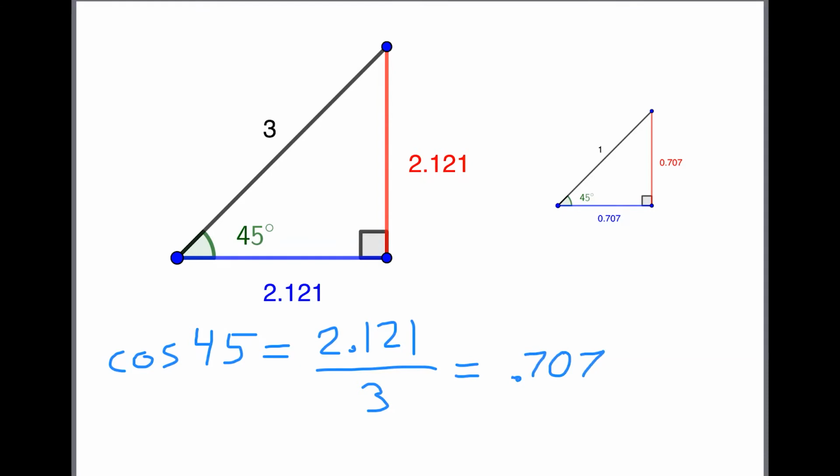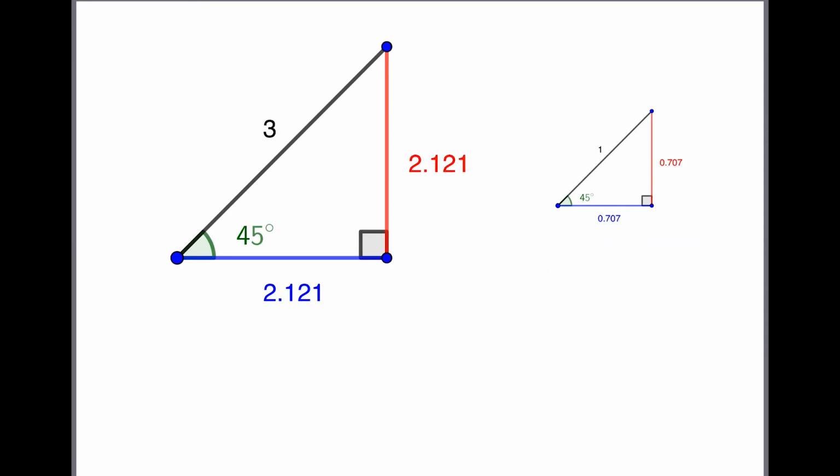0.707. And that shouldn't be surprising at all, because over here we see a very similar looking triangle. In fact, it's officially called a similar triangle, or these two are similar triangles. And the idea is that if you use this smaller triangle to compute the cosine of 45 degrees, you would get 0.707 divided by 1, which is just 0.707.